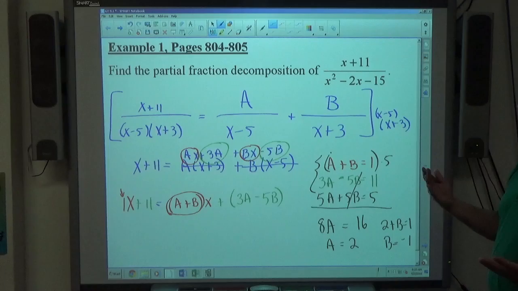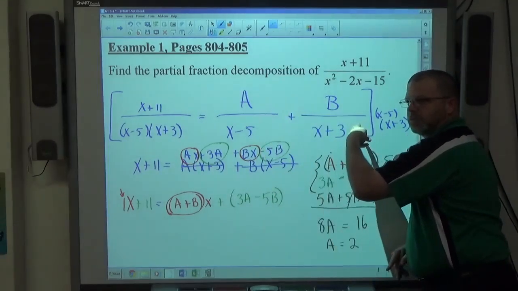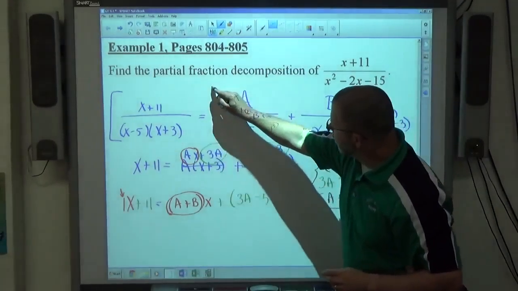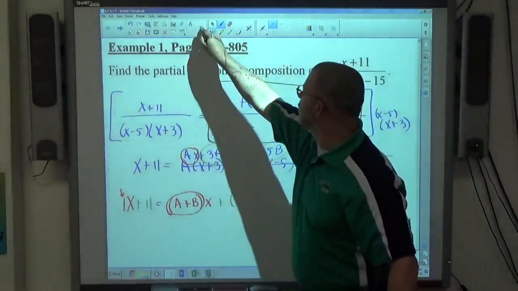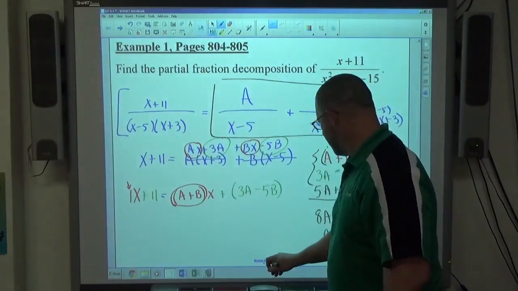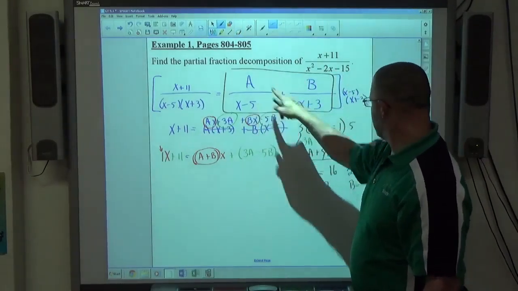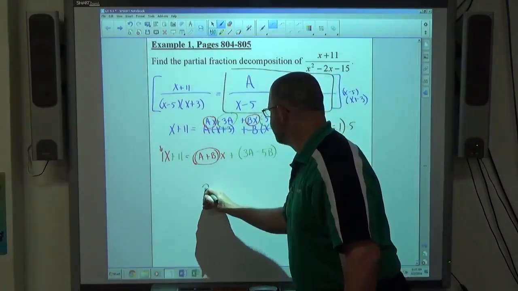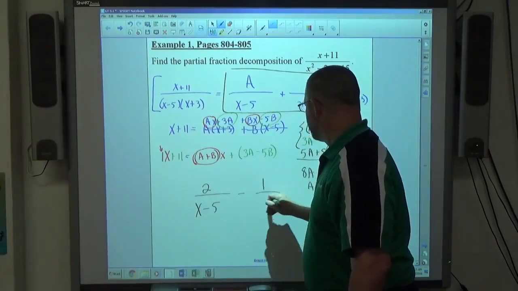And the request was to find the partial fraction decomposition. What they want us to do is, after we find a and b, go back up here and write out the structure of our answer, replacing a and b with their numerical values. So my final step here is just to write the answer. That's just going to be to take this structure, replacing a with 2 and b with negative 1. So I get 2 over x minus 5 minus 1 over x plus 3.